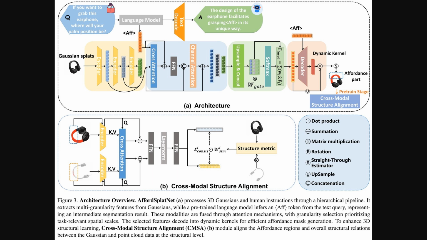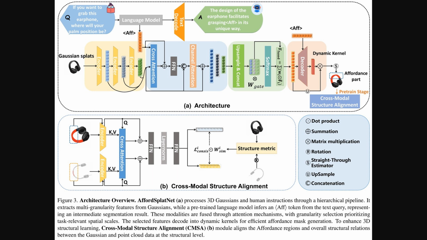The diagram shows components like cross-attention and channel attention. Cross-attention is a mechanism that allows the model to sort of correlate parts of the 3D object with the meaning of the text query, figuring out which visual features are most relevant to the requested affordance. Channel attention, on the other hand, helps the model decide which specific feature characteristics, or channels, are most important at any given stage.